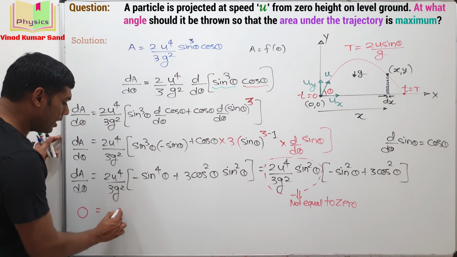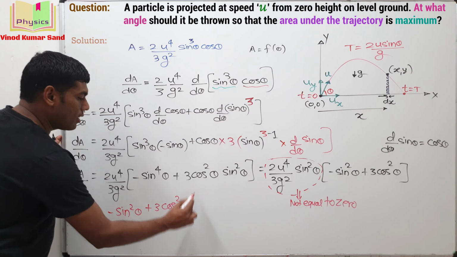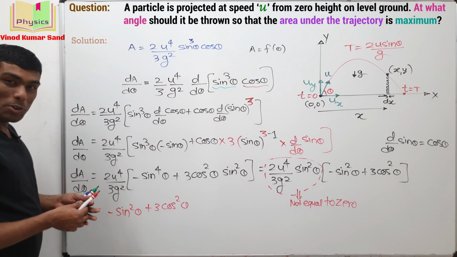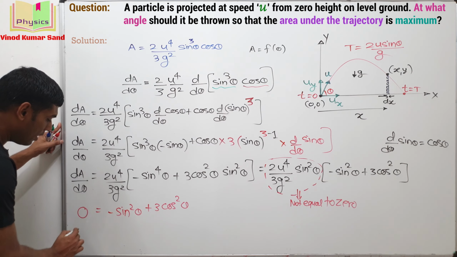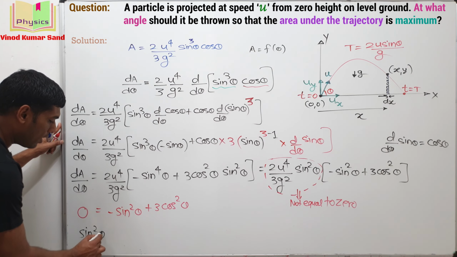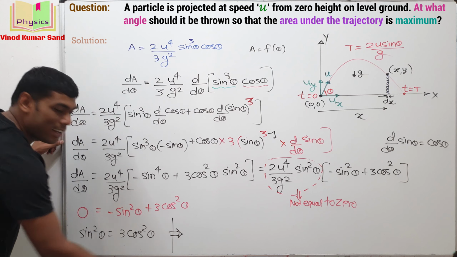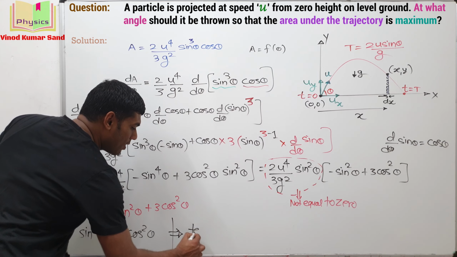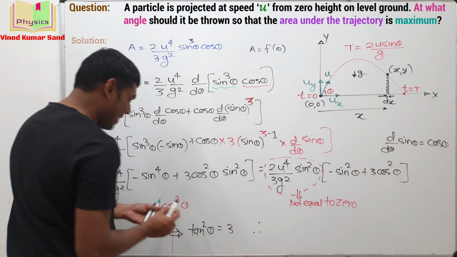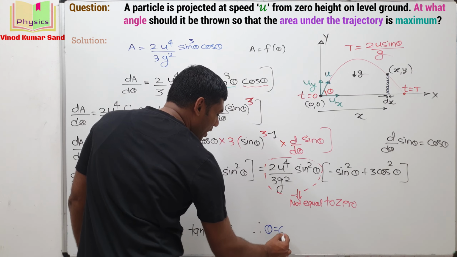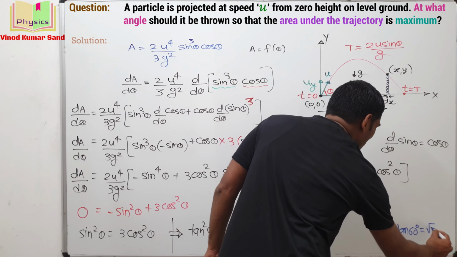So technically here we have minus sine square theta plus 3 cos square theta. I hope this computation seems simple to everyone. I am taking the sine square theta to the left hand side. So we have sine square theta is equal to 3 cos square theta. And it's a pretty simple computation now. Tan square theta comes out to be 3. And here is the final answer. Theta should be equal to 60 degree. I hope you remember that tan 60 degree is equal to root 3.